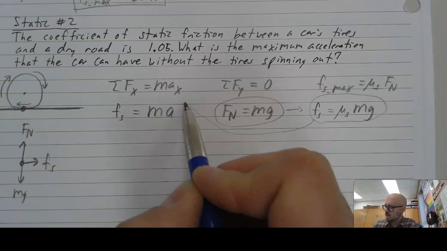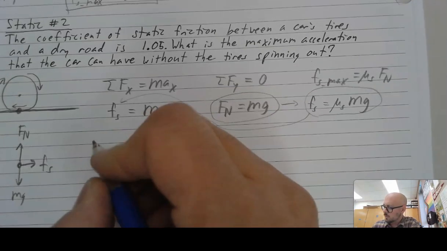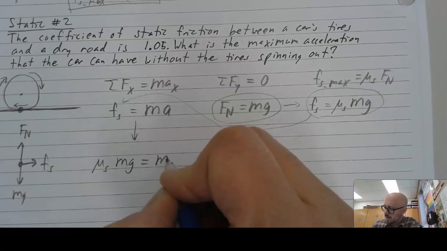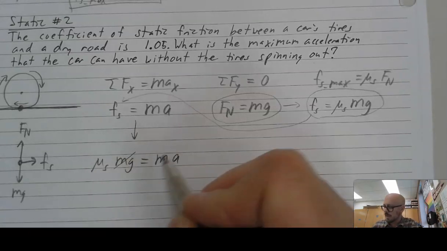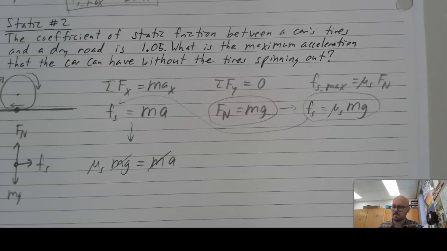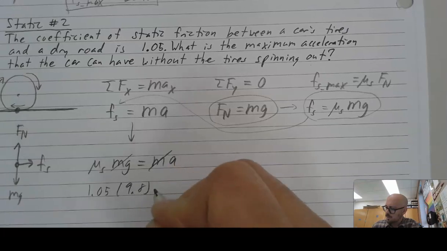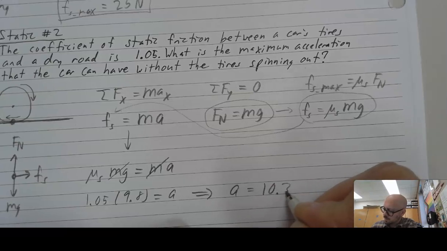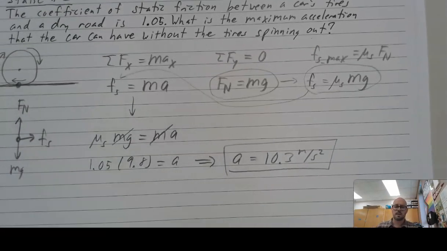And now I can add what I know the static friction force to be into my second law equation. What I'm left with is mu mg equals mass times acceleration. And I get a lot of good news here because the masses cancel. So both terms in this equation have m, and I am left with 1.05 times 9.8 equals the acceleration. And so the acceleration is 10.3 meters per second squared. So that's the maximum acceleration that car could have without spinning its tires based on that coefficient of friction.